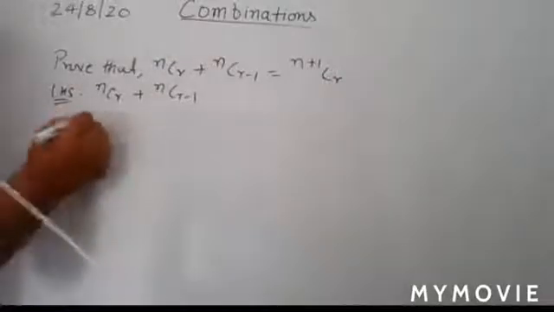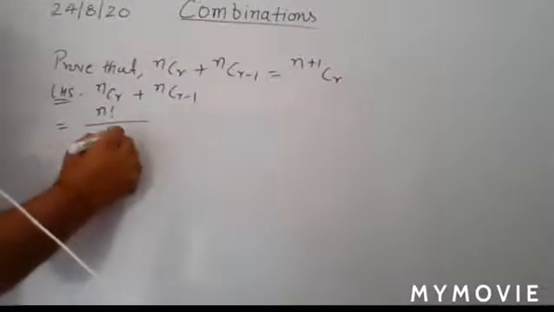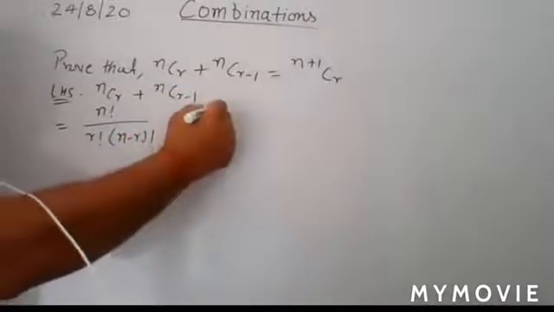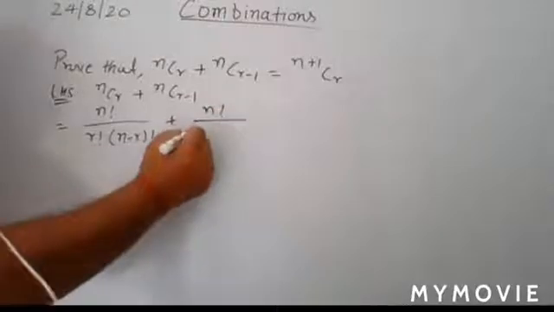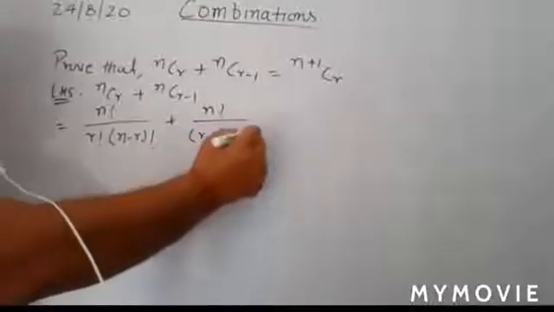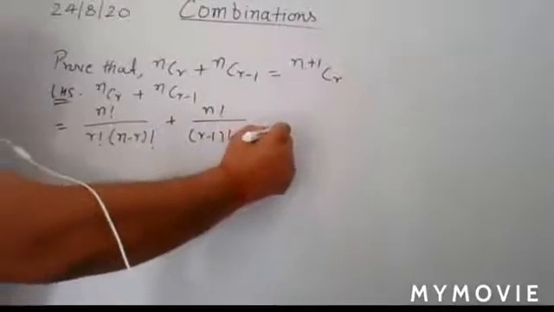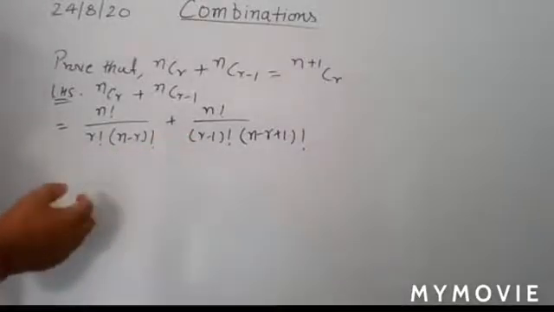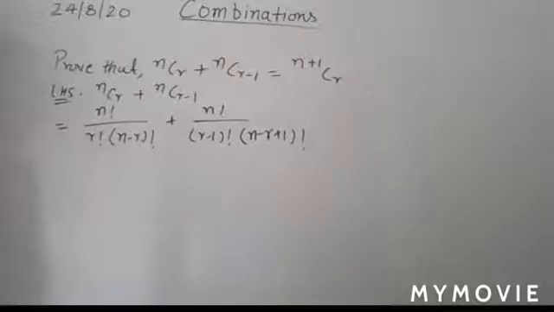Okay, so nCr can be written as n factorial upon r factorial into (n minus r) factorial. In the same way, nC(r minus 1) can be written as n factorial upon (r minus 1) factorial into (n minus r plus 1) factorial. In this way, you can write it. And you well know what LCM is. So after that you have to take the LCM, and the LCM is always the greater factorial.